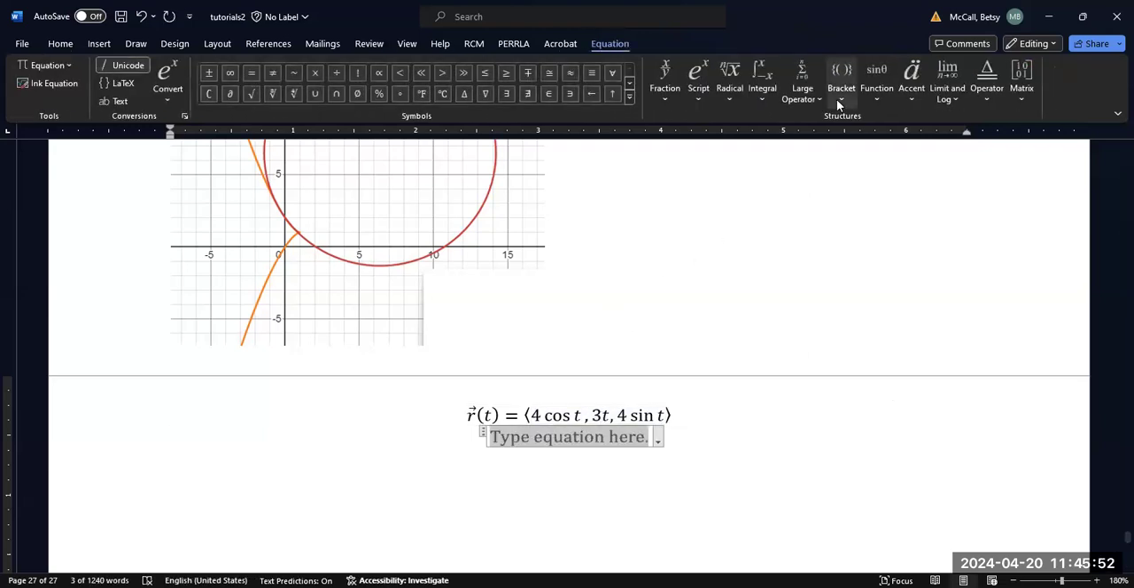And so we're going to need to find r prime of t, which will be -4 sine t, 3, and 4 cosine t, and then also r double prime of t. So -4 cosine t, 0, and -4 sine t.